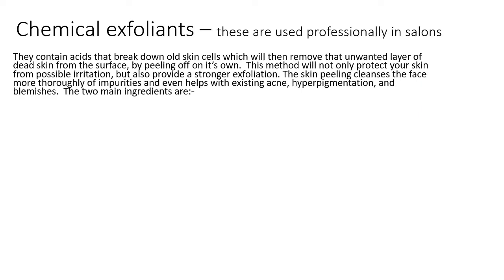The next one is a chemical exfoliant, and these are a lot more expensive, and you would find them in professional salons. They contain acids that break down old skin cells, which will then remove the unwanted layer of dead skin from the surface by peeling off on its own. This method will not only protect your skin from possible irritation, but also provide a stronger exfoliation. So the skin peeling cleanses the face more thoroughly of impurities and even helps with existing acne, hyperpigmentation and blemishes.